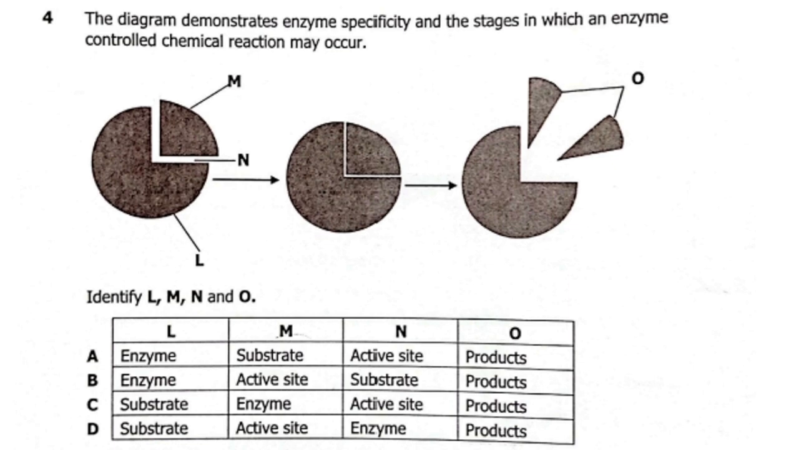The correct answer here is A. L is the enzyme because it remains the same at the end of the reaction. M is the substrate because it changes into products, which are O, and N is the active site where the substrate binds to the enzyme.